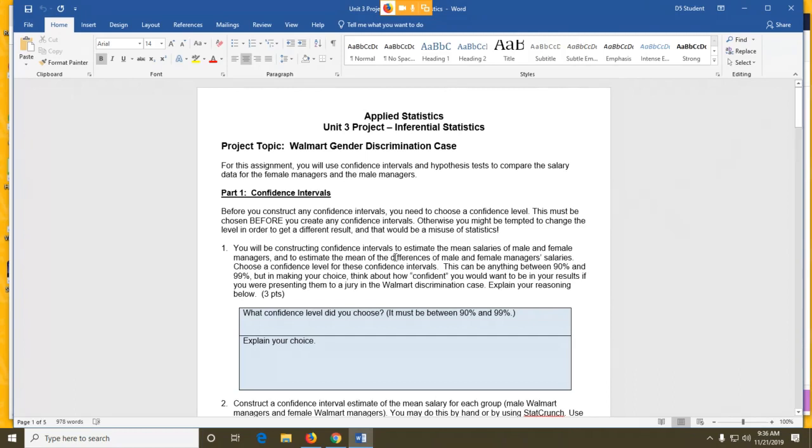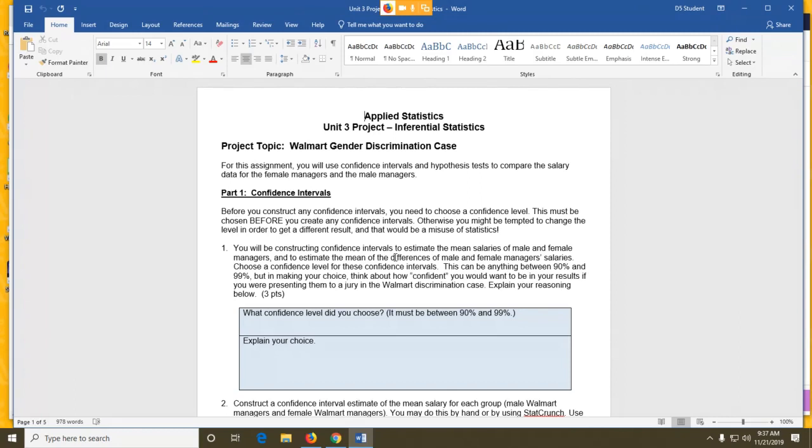So the first thing on here is to do the confidence intervals. The first thing I have you do is decide what confidence level you're going to use. And this is going to be for all of the confidence intervals in this assignment. So you can choose anything between 90 and 99%, but you need to explain why you're choosing that. Keep in mind that for this project, the end goal is that you're going to come up with something that you could supposedly present to a jury as evidence for one side or the other.